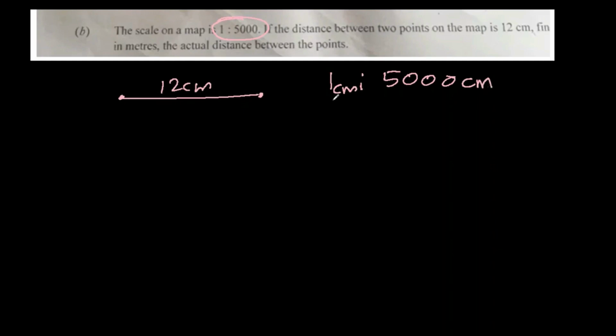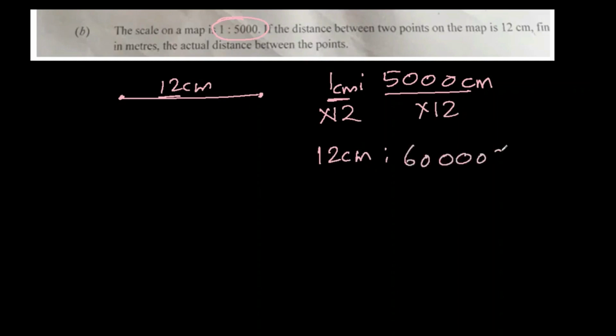So if 1 centimeter is equal to 5,000 centimeters, how about 12 centimeters? So if I multiply this by 12, I will multiply this also by 12, and that will be the answer. So 12 centimeters will be equivalent to 60,000 centimeters. But this is the logical way of doing it. In exams, you can't do the way I did it. Okay. So how do you show in exams?